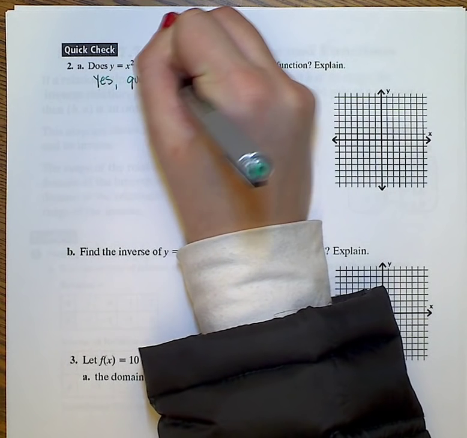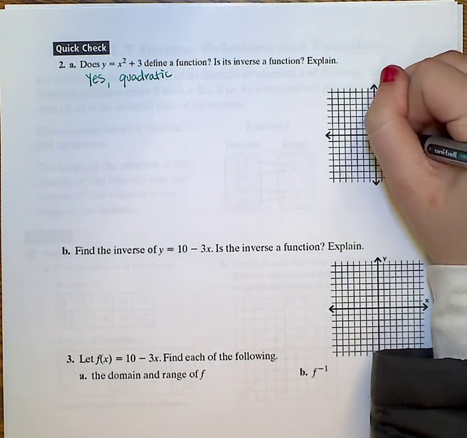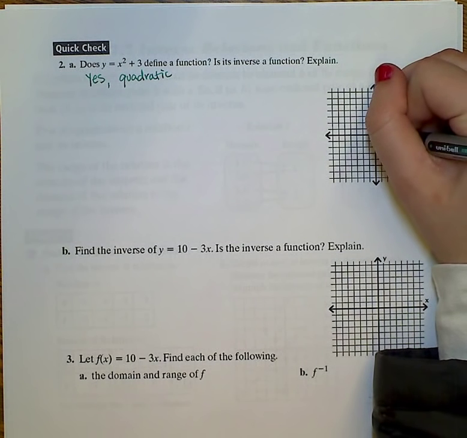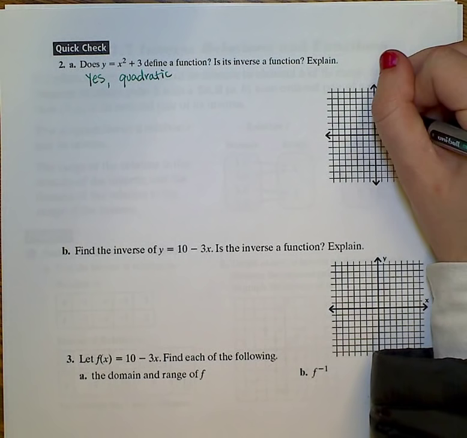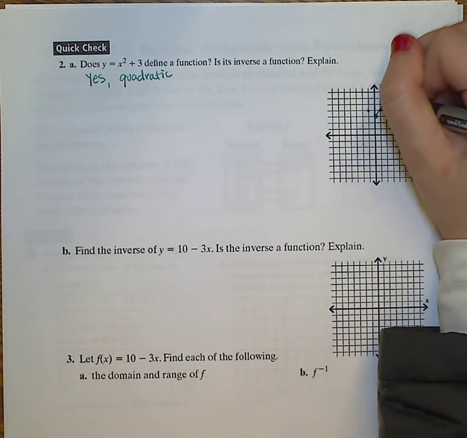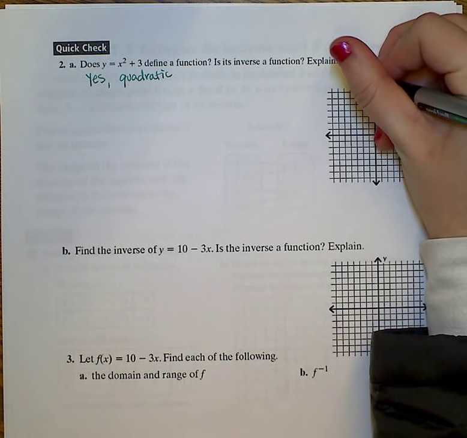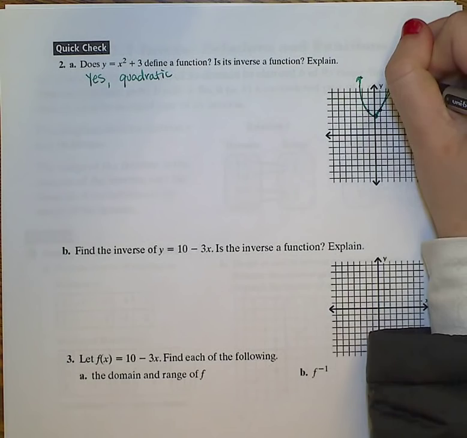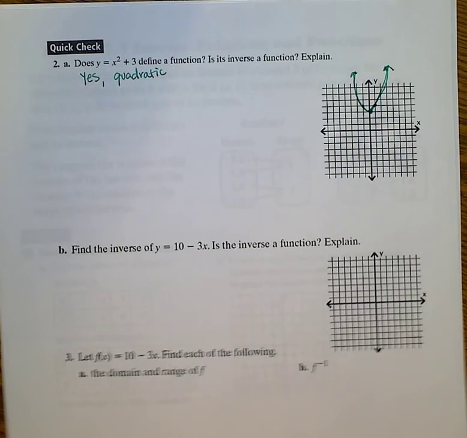Okay, we know we can graph that. We're going to put our vertex at 3, and it's going up 1 on each side, so it's going to look something like this. Okay, and we know that makes a nice, pretty quadratic function. So what about its inverse? Is its inverse a function?